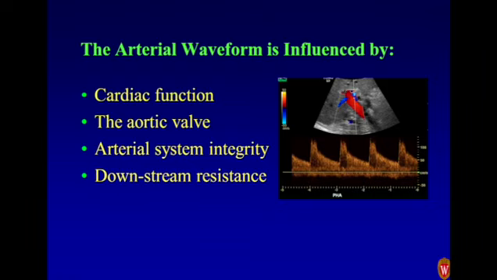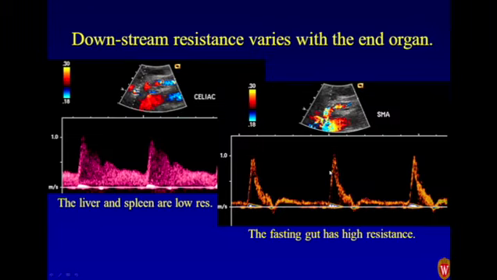Okay? So I mentioned this earlier. Arterial waveform is influenced by cardiac function, the aortic valve, the integrity of the arterial system. That's more for the systolic side. And then downstream resistance influences the diastolic component of that waveform. So here are two tracings. This one is in the celiac artery, and this one's in the SMA. Same patient, same time. Look at the difference in these waveforms.